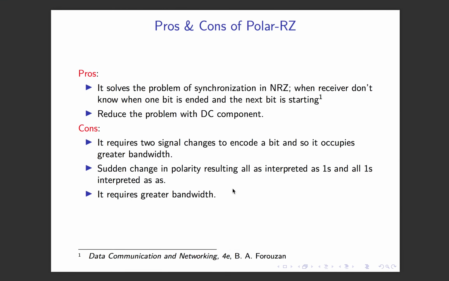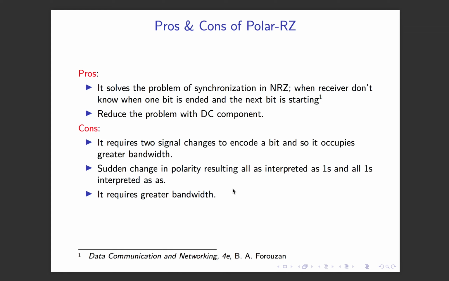So there are also some pros and cons of the Polar-RZ scheme. It solves the problem of synchronization of the NRZ as we have discussed, and it reduces the DC component. And there are some cons that come with this scheme too. It requires 2 signal changes to encode a bit, so it occupies a greater bandwidth, because it's clearly visible that due to the RZ mechanism, for each bit the resulting waveform has to come to 0, no matter what, whether it's in the positive voltage level or in the negative voltage level.